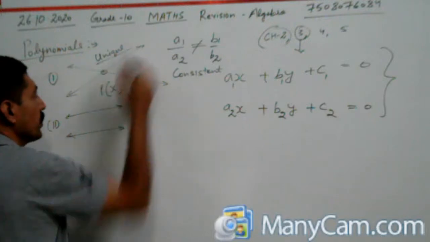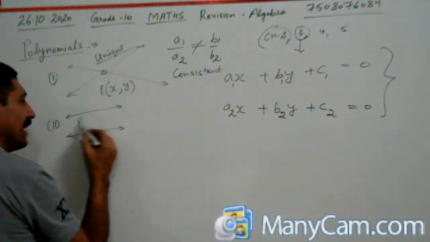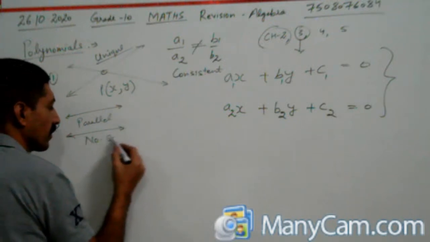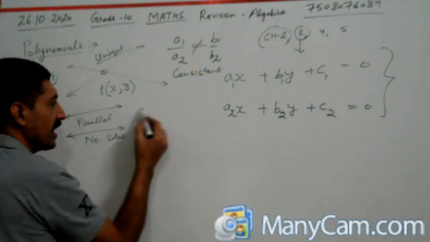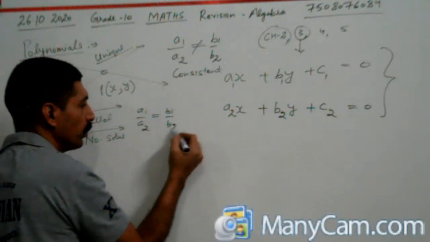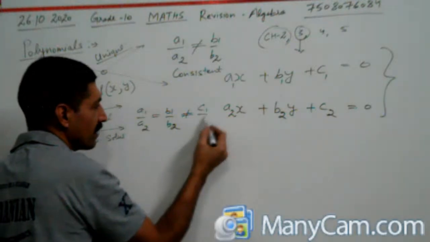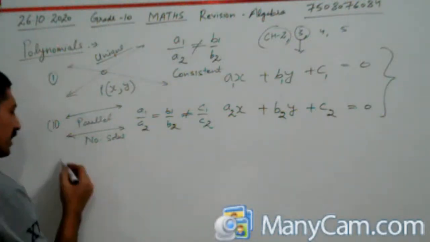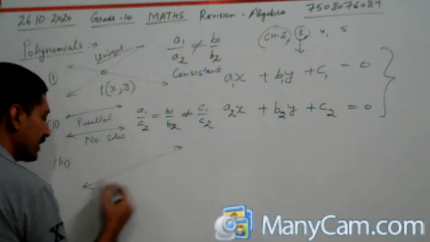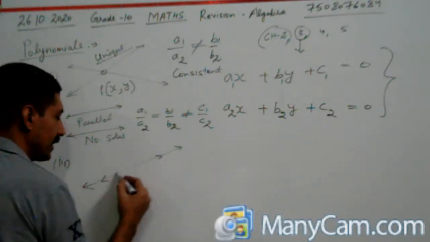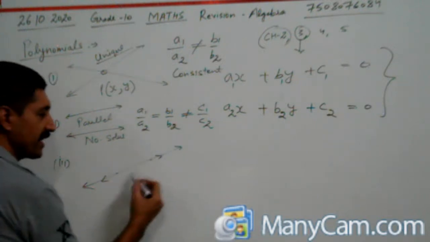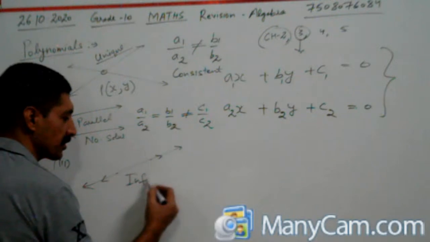Okay, that is the unique solution. And when the lines are parallel to each other, it means no solution. In this case, a1/a2 = b1/b2 ≠ c1/c2. And the third case is when the lines coincide, meaning one line has the same solutions as the other line. In this case, they have infinitely many solutions.